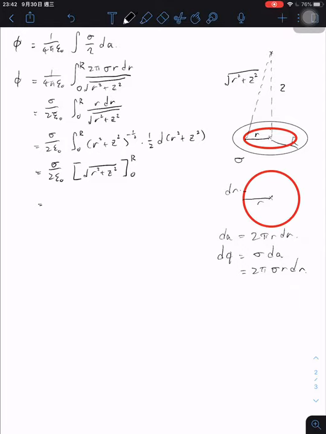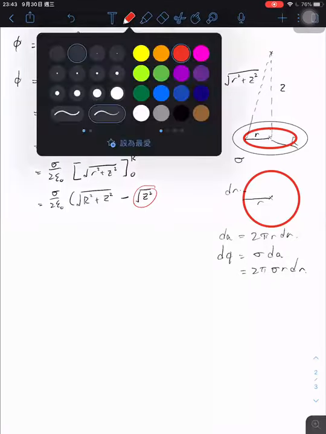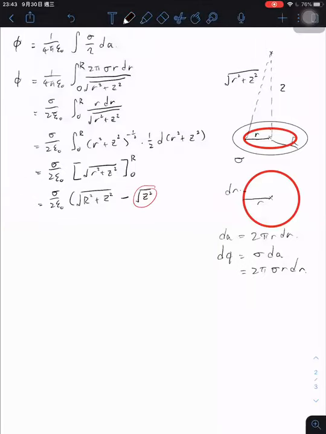After plugging in all the constants, we find that the potential equals the constant sigma over 2 epsilon naught in front, multiplied by the square root of big R squared plus z squared, minus... here's the part that is a little bit tricky, because when we substitute 0 into r, we get the square root of z squared. Sorry, it should be the absolute value of z.